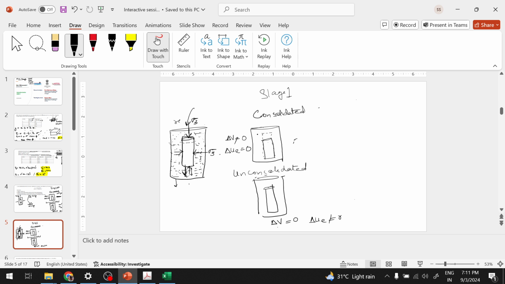So the first stage can be either consolidated. This will be drainage allowed, and it can be unconsolidated. Sorry, it can be consolidated or unconsolidated. Drainage not allowed.